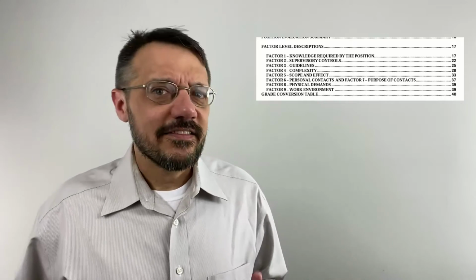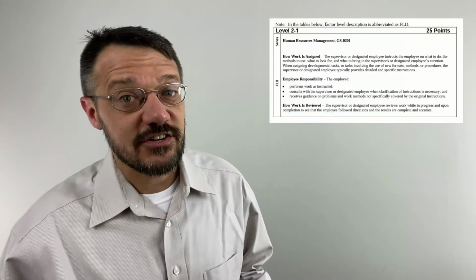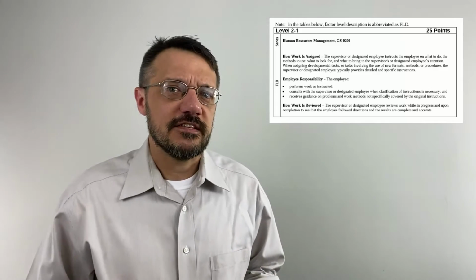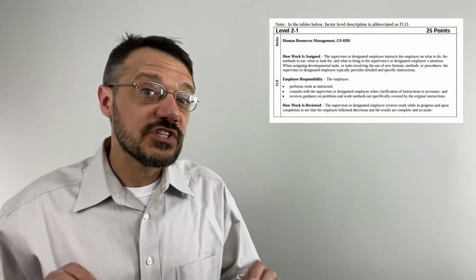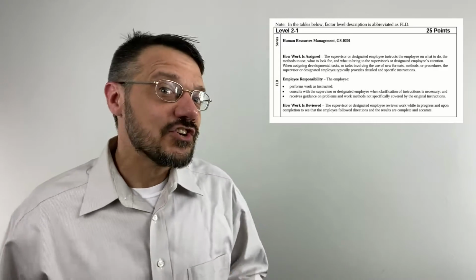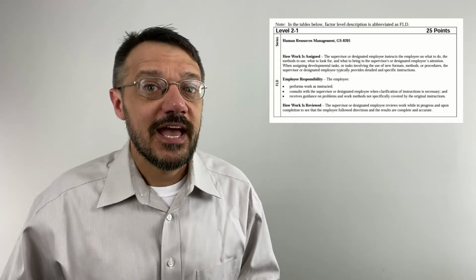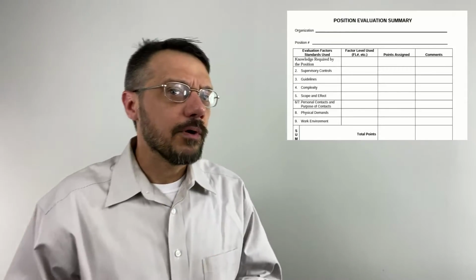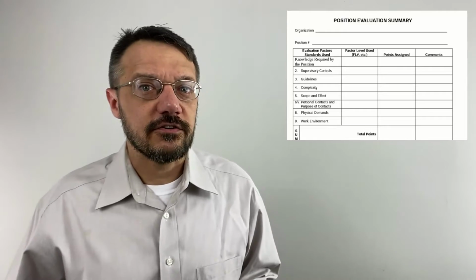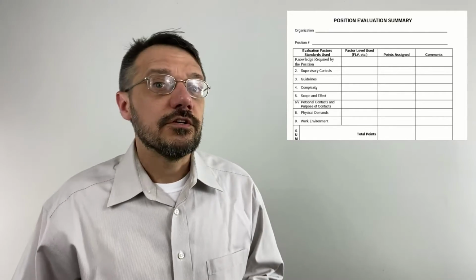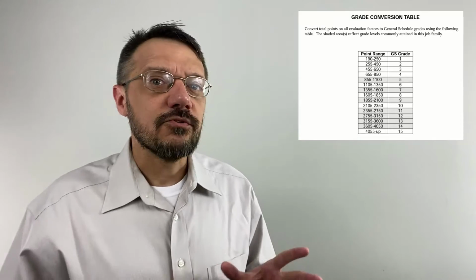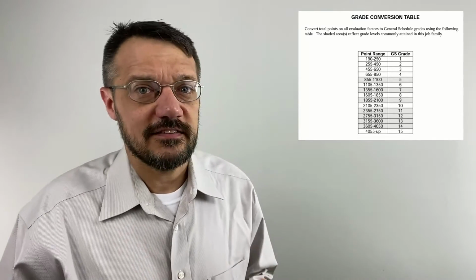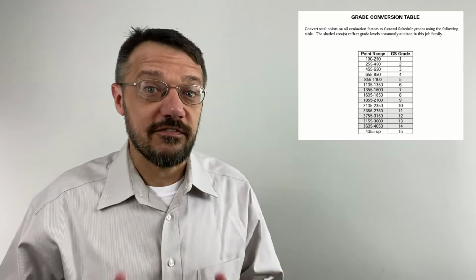Every position description has 9 factors that have to be addressed inside the position description. Those are things like the knowledge that's necessary to perform the job and the conditions that the job will be done under. Each factor has a level that differentiates the level of difficulty associated with that factor. And then each factor and level combination has a number of points that are associated with it. And then if you total up all the points for all the factors, you can compare that sum to the grade conversion table in order to figure out what GS level this position description qualifies for.